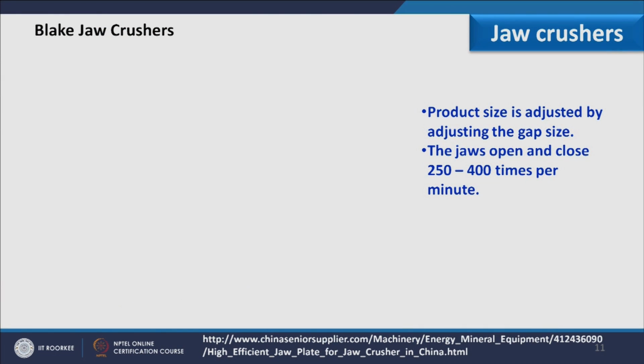So, here as far as Blake jaw is concerned, the product size is adjusted by adjusting the gap size. What is the gap size? That is the gap between the two jaws. And second, the jaws open and close by 250 to 400 times per minute. So, this is the rate at which the jaw opens and closes, and once it opens and closes, it puts the compression and then the material is being crushed.